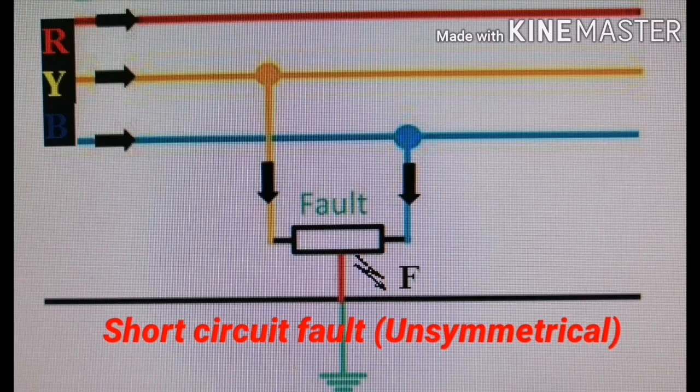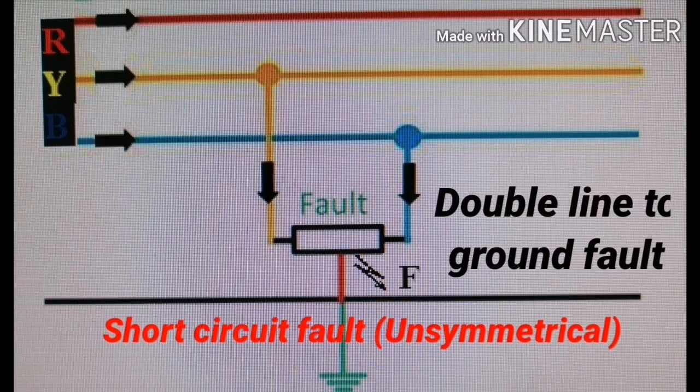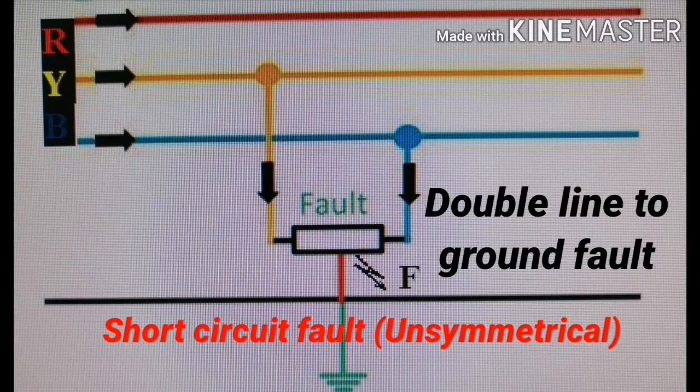Now see the second unsymmetrical fault, that is double line to ground fault. It is clear by its diagram that in double line to ground fault, the two lines come in contact with each other along with the ground. The probability of such type of faults is nearly 10%.